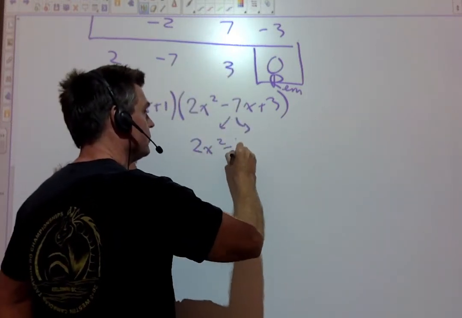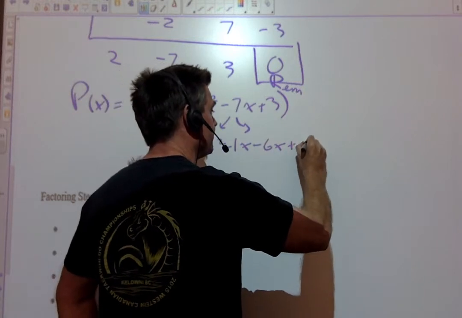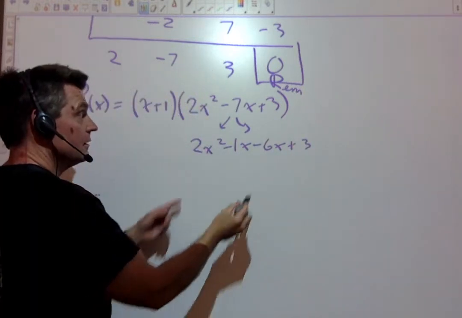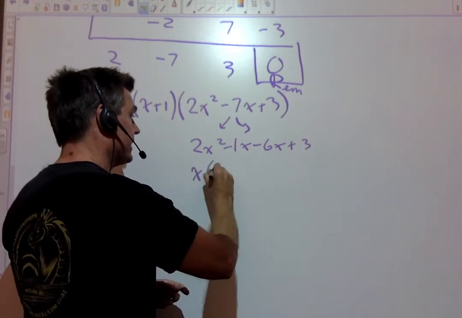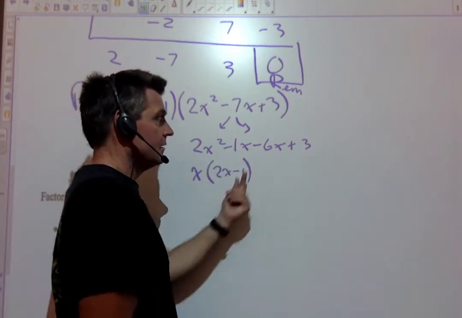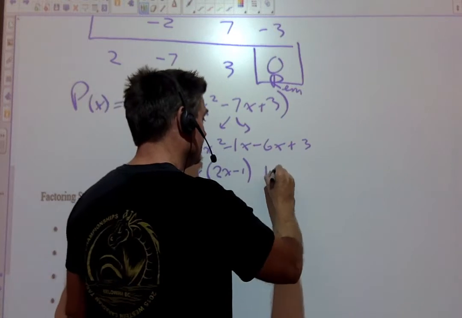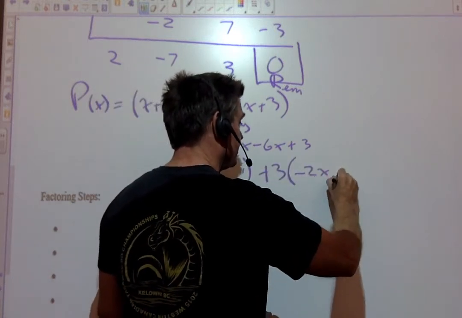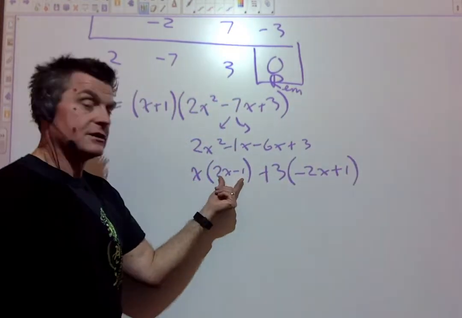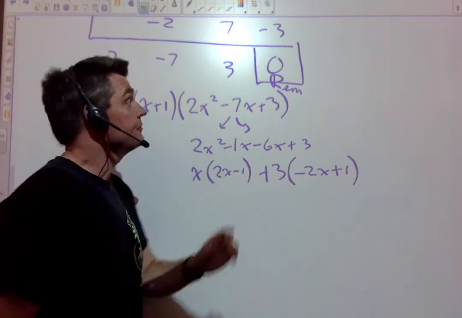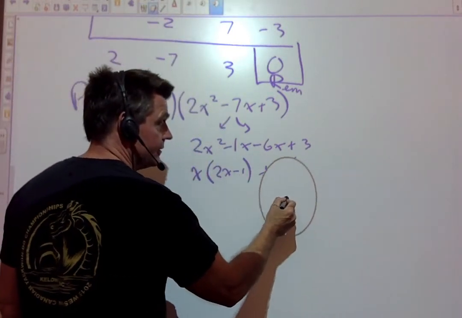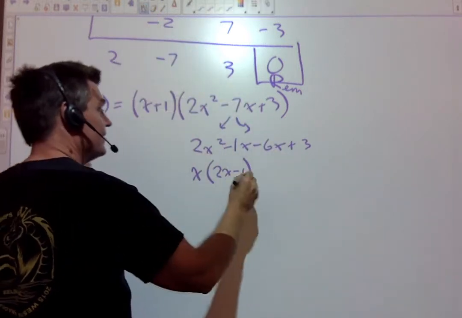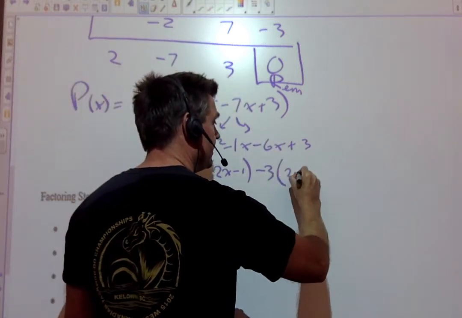2x squared minus 1x minus 6x plus 3. Remember, that's the way this works by decomposition. I can factor out x, bracket 2x minus 1. Here I can factor out 3. Negative 2x plus, hang on, those are not the same. Don't factor out negative 3. No. Factor out positive 3, or the other way around. Let's factor out negative 3, bracket 2x minus 1.